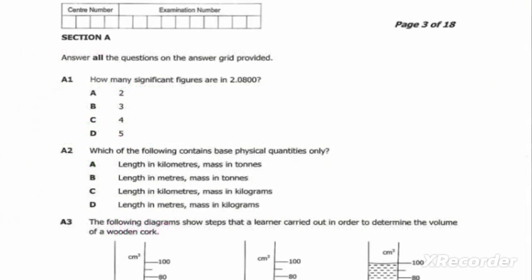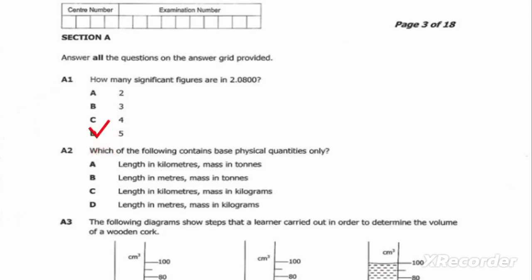Now let us come back to our question. We can see that this 0, the 0 which is here, is between 2 non-zero digits. So therefore, this one is considered to be a significant figure. And we have 2 zeros at the end. These 2 zeros at the end are considered to be significant figures because these are trailing zeros. So therefore, this number has 5 significant figures. Our correct answer is D.